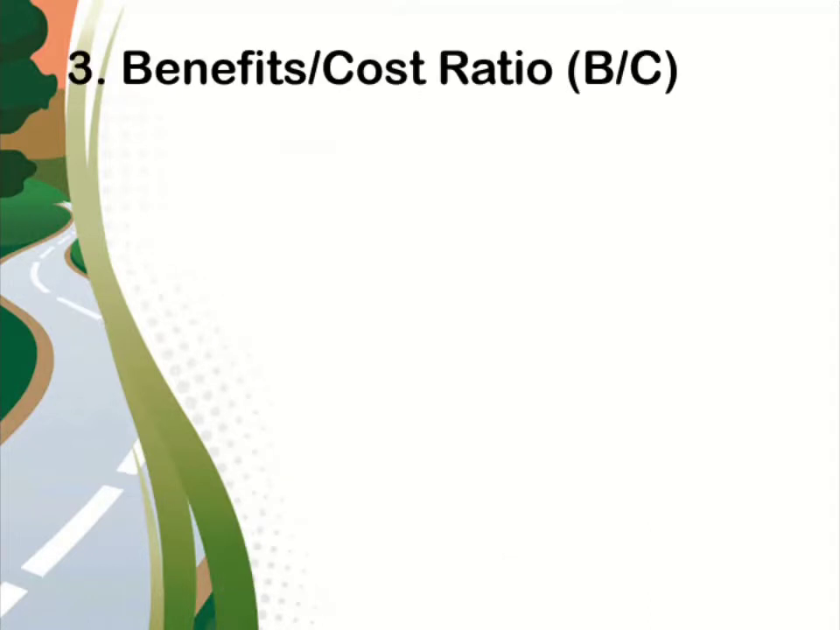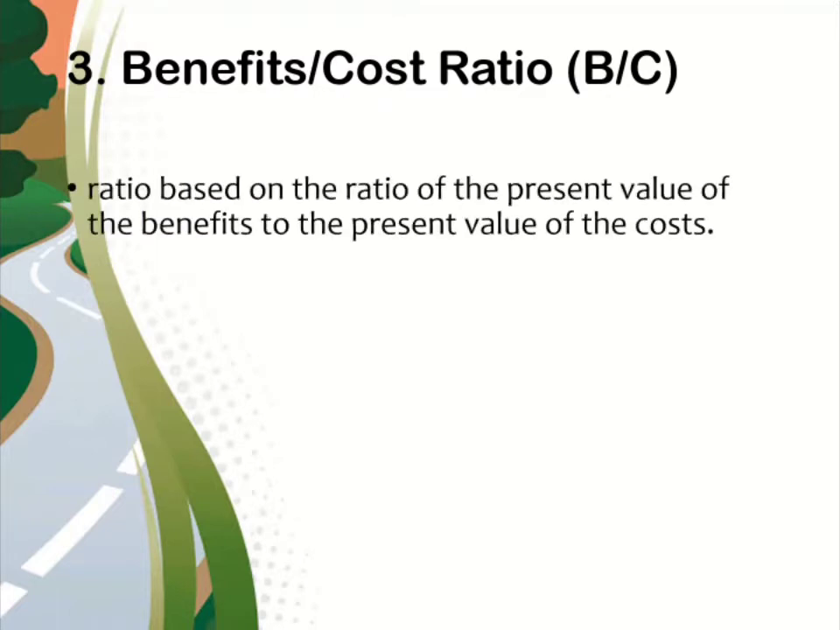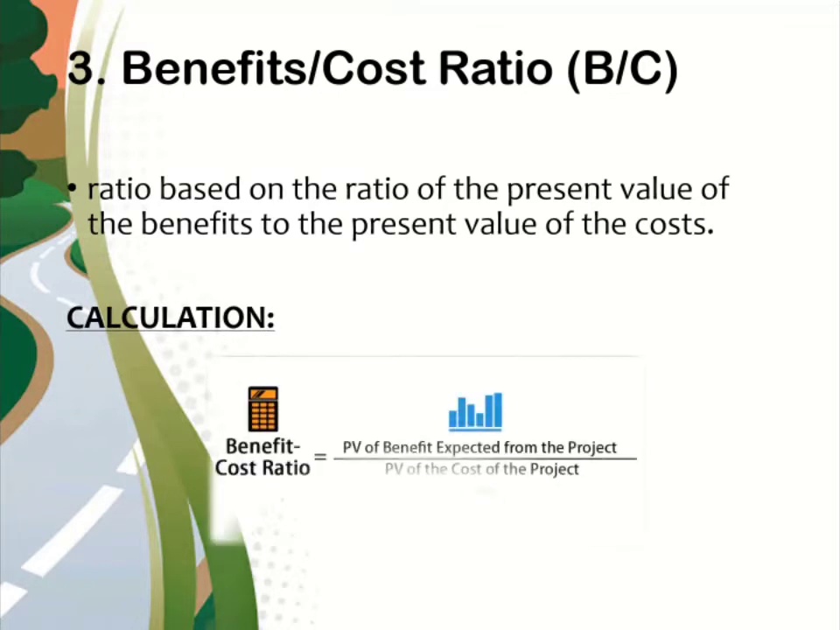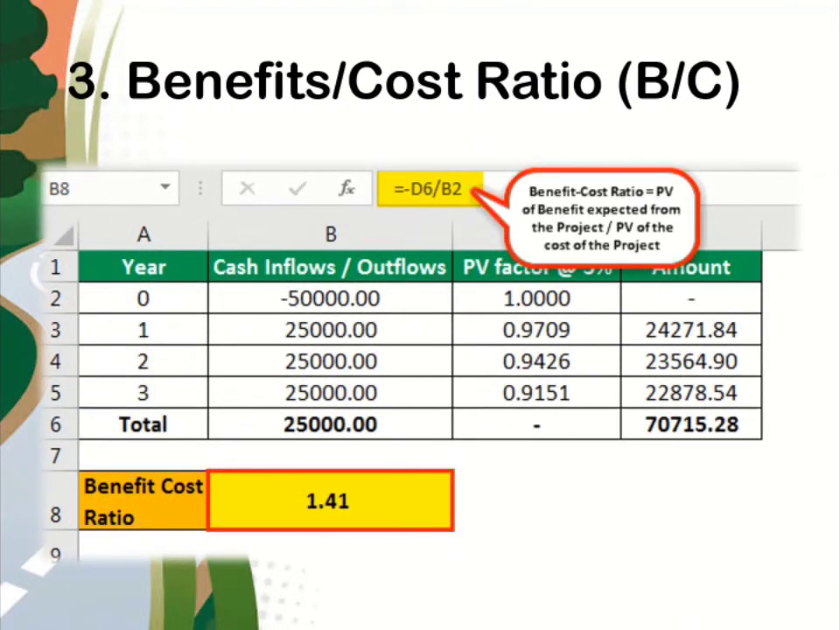Benefit over cost ratio, or the B over C. It is based on the ratio of the present value of the benefits to the present value of the cost. The calculation: benefit cost ratio is equal to the PV of benefit expected from the project over the PV of the cost of the project. This is another example from Excel in solving the benefit cost ratio.